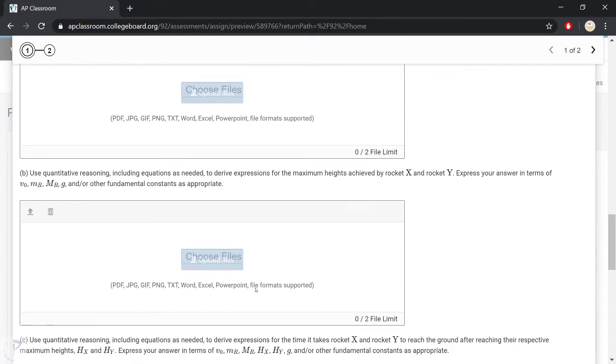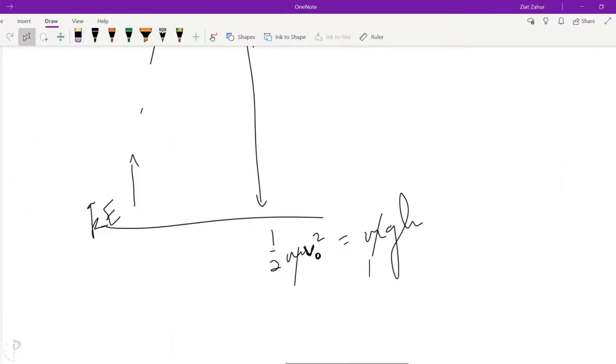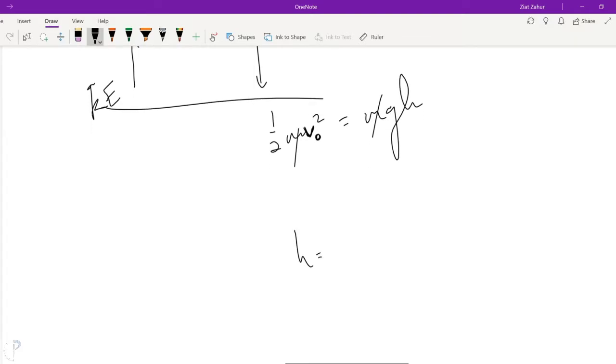Use quantitative reasoning, including equations as needed, to derive expressions for the maximum height. Oh, so now we actually have to do the physics. Let's see, h is equal to VO squared over 2g. Okay. VO squared over 2g. Maximum height achieved by X and Y. Express your answer in terms of and so on. Okay, so done.